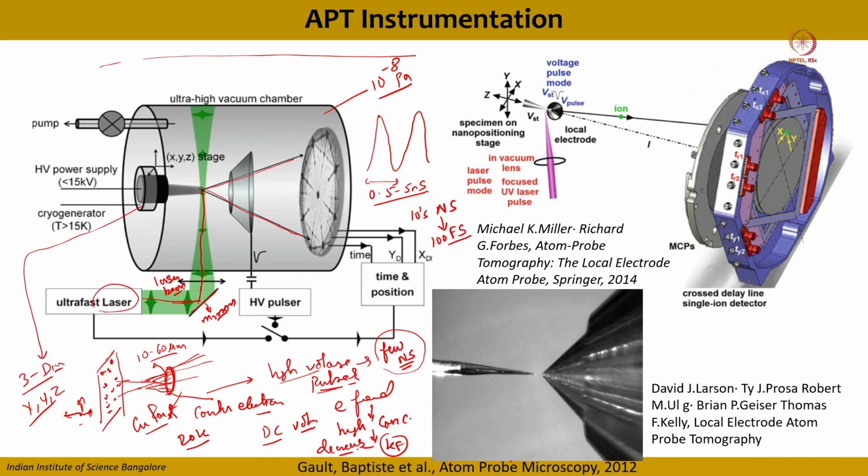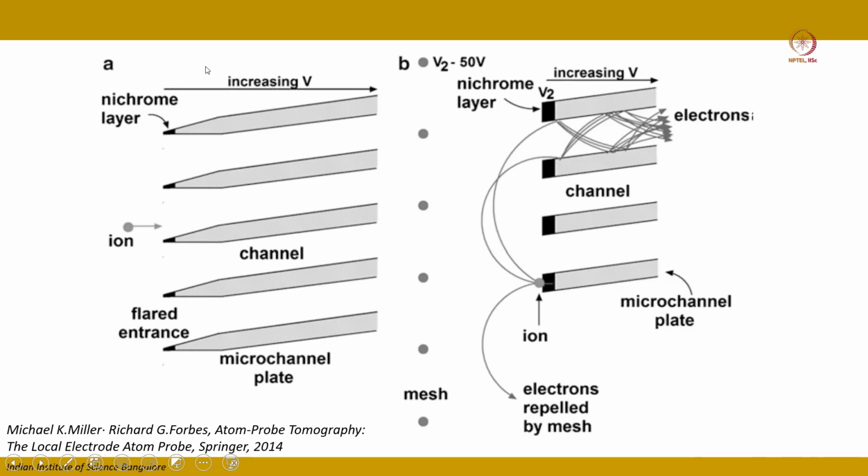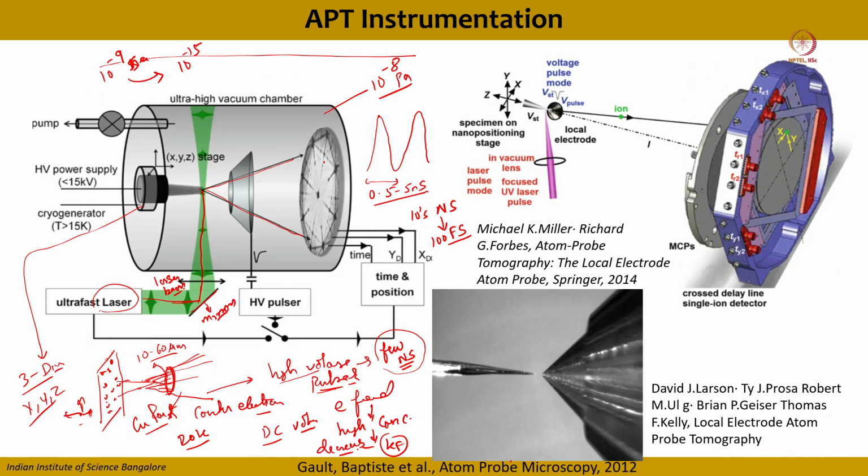What is a femtosecond? A nanosecond is 10 raised to the power minus 9 of a second. A femtosecond is 10 raised to the power minus 15 of a second. Fine. So this is the difference. So we can actually generate a laser pulse or thermal pulse which can last from tens of nanoseconds down to hundreds of femtoseconds.